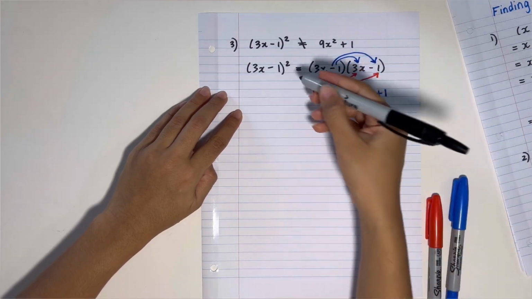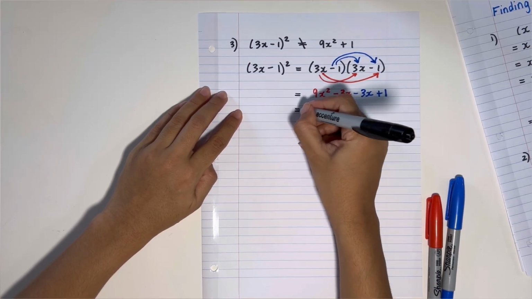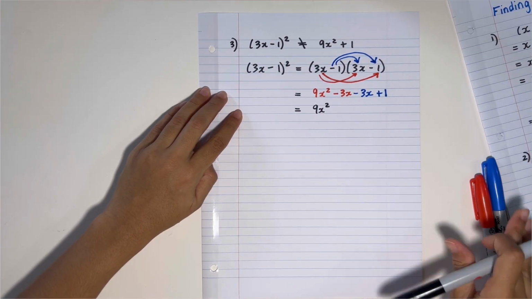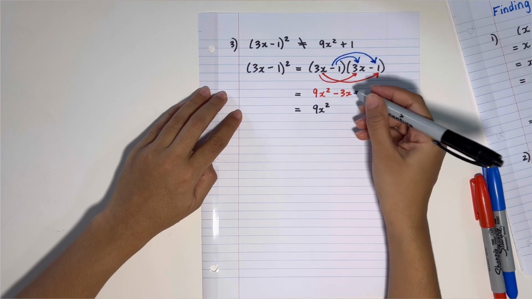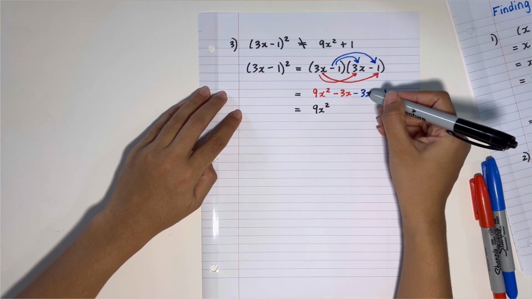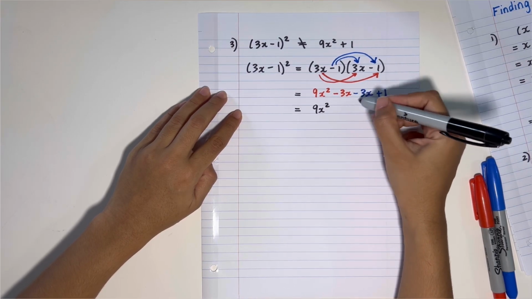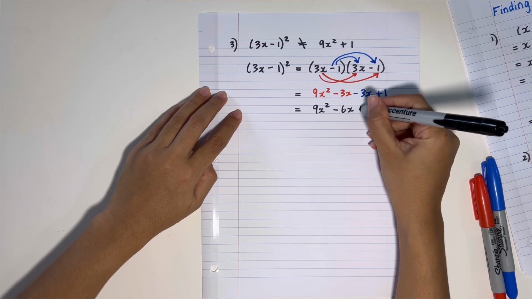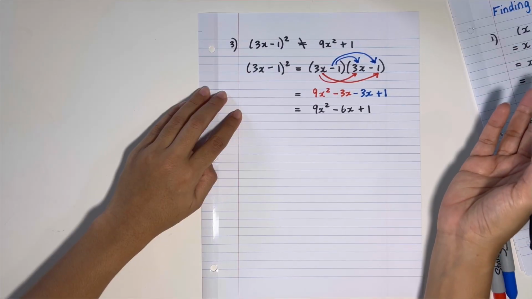And now you can simplify. So you get 9x squared. Since there's no other term in x squared, there's nothing more to do with 9x squared. And then negative 3x minus 3x, they are like terms, so I can work that out. It'll give me negative 6x. And then there's no other constant, so 1 remains as is.